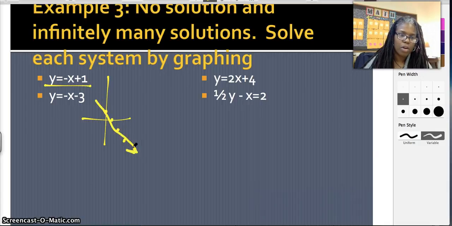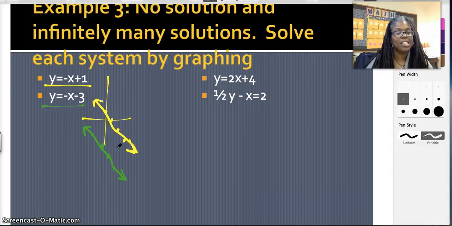Okay, I almost had a beautiful line. And then the next equation, let's do this one in green, has a y-intercept of -3, 1, 2, 3, and it has the same slope as the other one. Though my crooked lines will eventually meet because they're crooked, if these were drawn straight and perfect, you would see that they would never intersect.